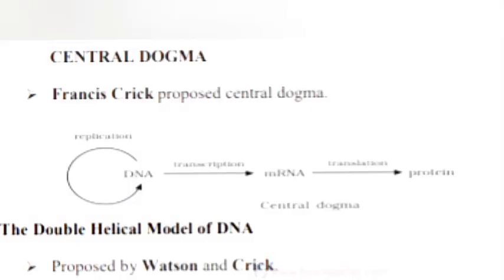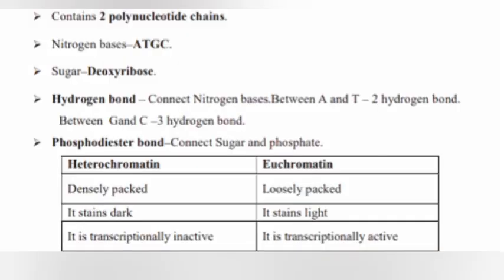Central dogma was proposed by Francis Crick. The double helical model of DNA was proposed by Watson and Crick. It contains two polynucleotide chains. Nitrogen bases A, T, G, C; sugar deoxyribose. Hydrogen bonds connect the nitrogen bases: two between A and T, three between G and C. Phosphodiester bond connects sugar and phosphate.